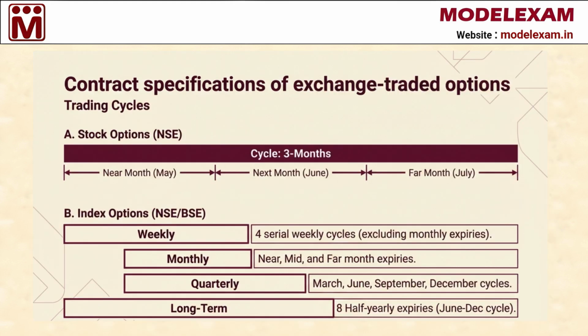Trading happens in cycles. For stock options on the National Stock Exchange, there is a 3-month cycle including the near month, the next month and the far month. Index options for the Nifty or Sensex have even more variety. They are available in weekly cycles, monthly cycles and even quarterly or long-term half-yearly cycles. This gives you many different time frames to choose from for your trades.